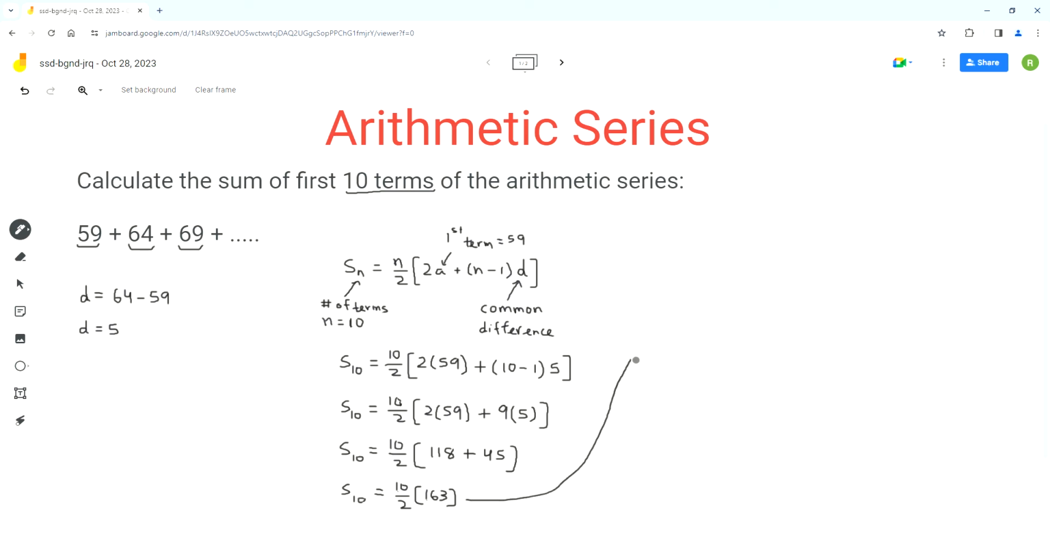In the next step, we can simplify the fraction at the front. We know 10 divided by 2 is equal to 5. So it becomes 5 times 163. So we can evaluate this in our calculator. So 5 times 163 is equal to 815. So this is the sum of the first 10 terms in this series.